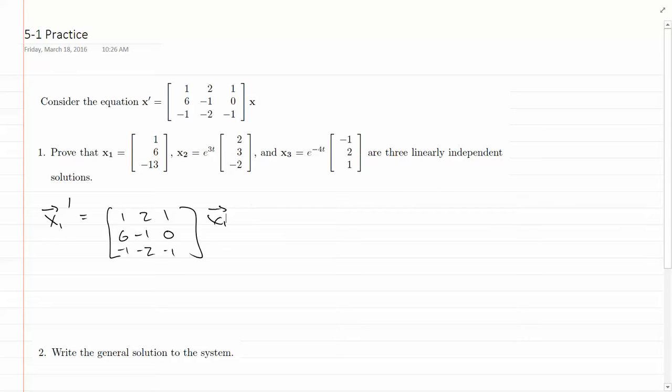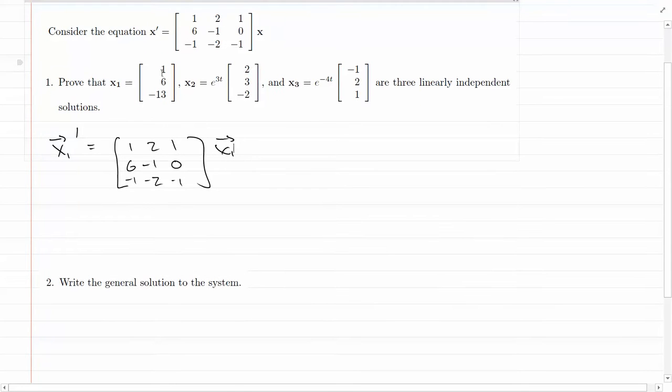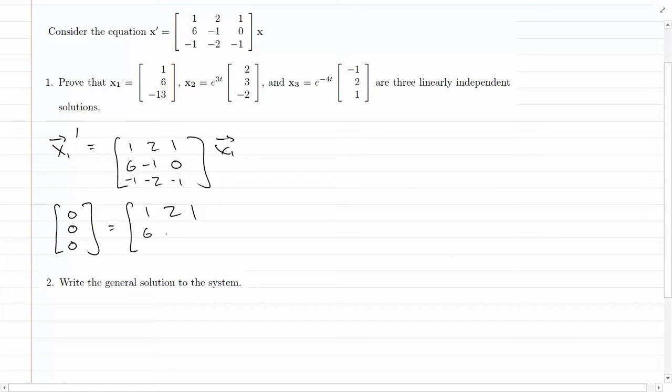times x1. Now what does x1 look like? x1 is a constant. There are no t's in here. So the derivative of a constant is going to be 0, so all three components are going to be 0. And I just have to make sure that that's the same thing that you get when you do the matrix multiplication on the right side. So let's just go ahead and do it right here.